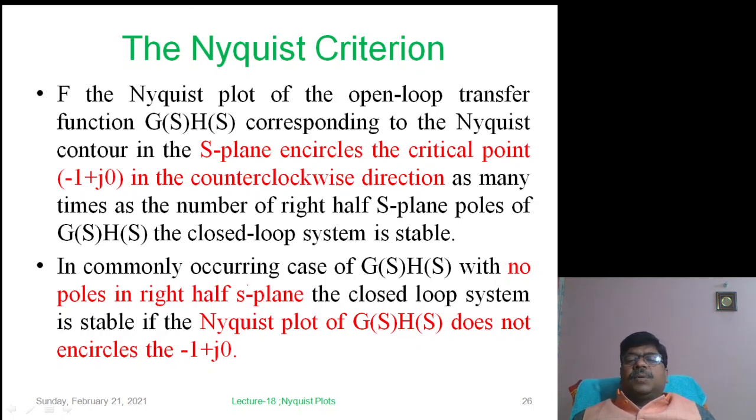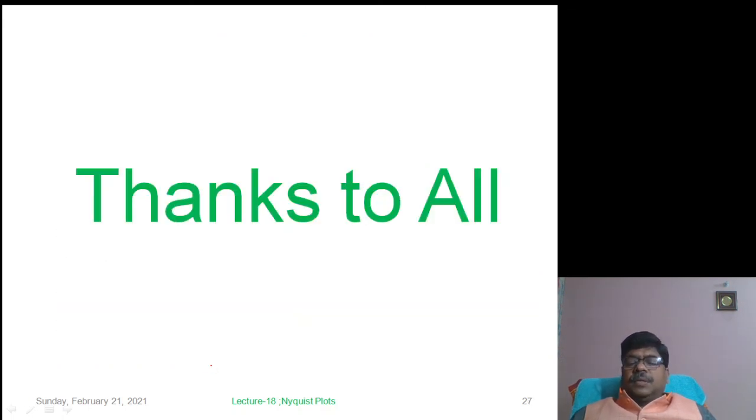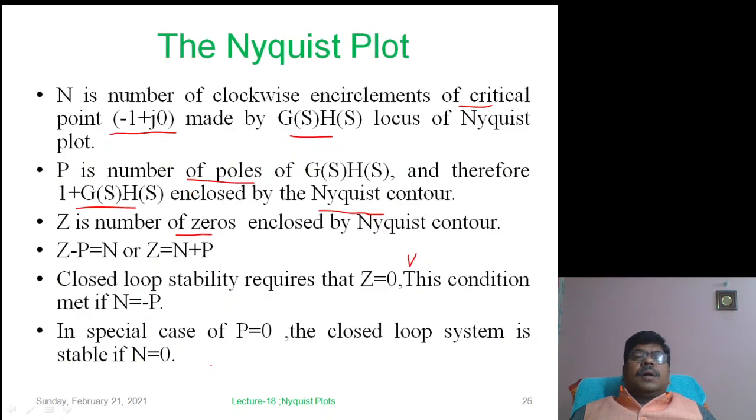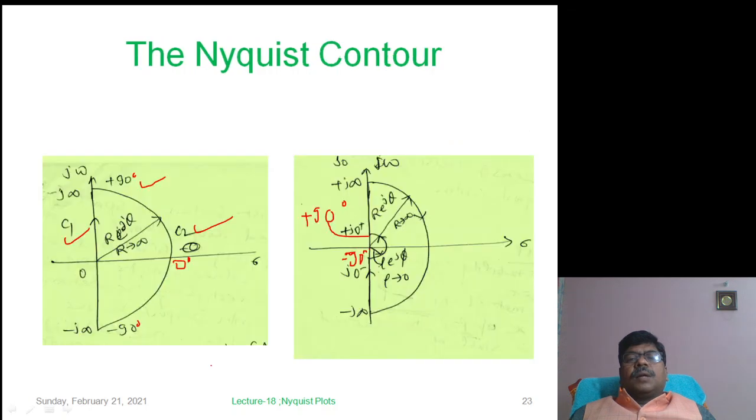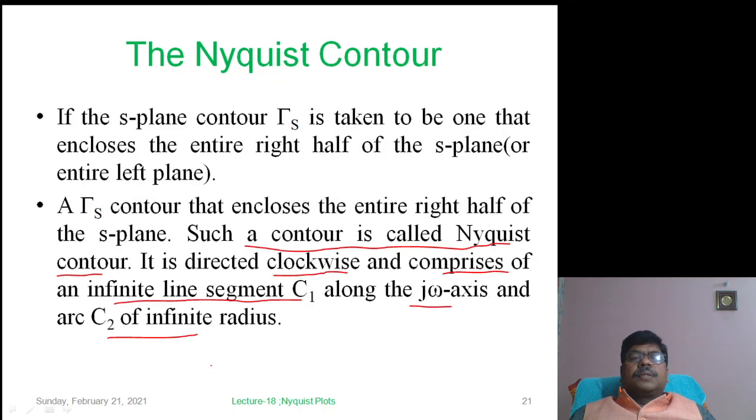So there is a similarity. If GSHS has no pole in the right half of the S-plane, then it is stable, and in a Nyquist plot, if GSHS does not encircle minus 1 plus j0, that is the critical point, the system is stable. This is the way we can draw the Nyquist plot.